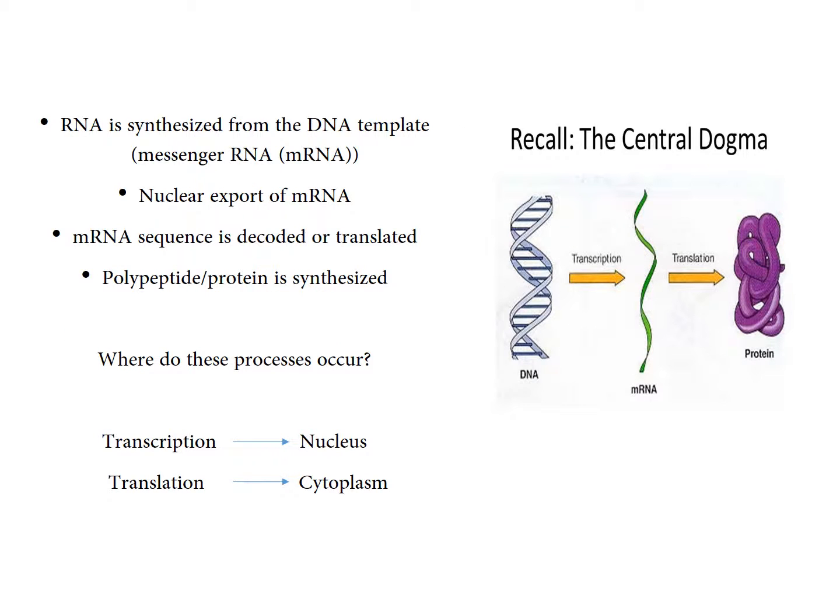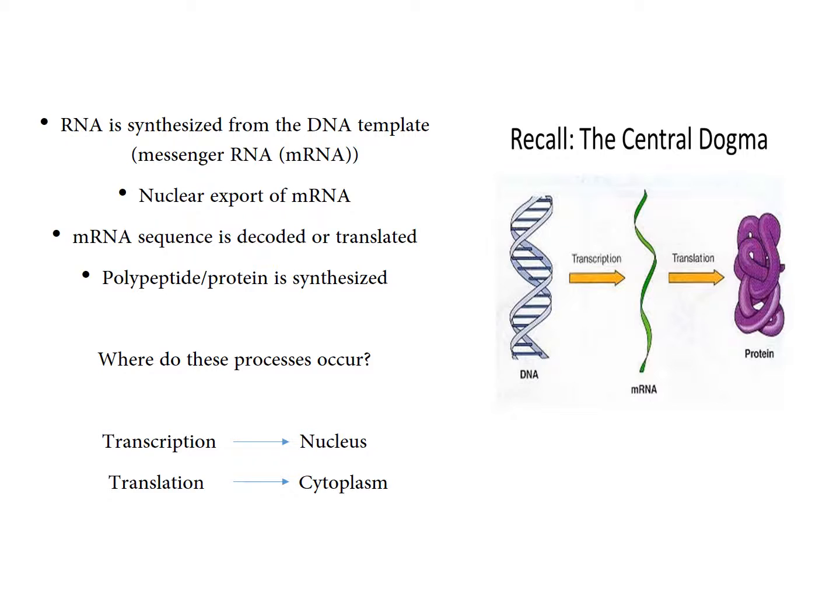Okay, so the RNA, in this case the messenger RNA, is synthesized from this DNA template, as you can see in this central dogma image on the right here, where the DNA is being transcribed into an mRNA, which is the messenger RNA, which is now translated into a protein. So the sequence of the mRNA is decoded or translated into a protein molecule.